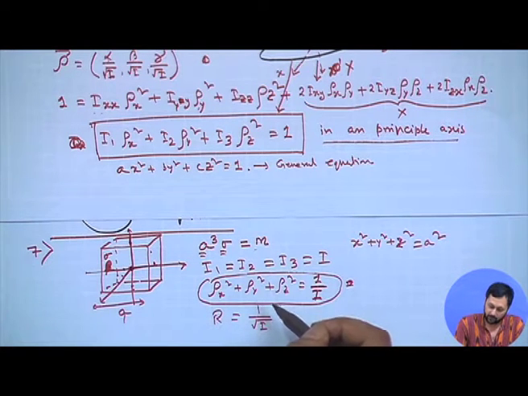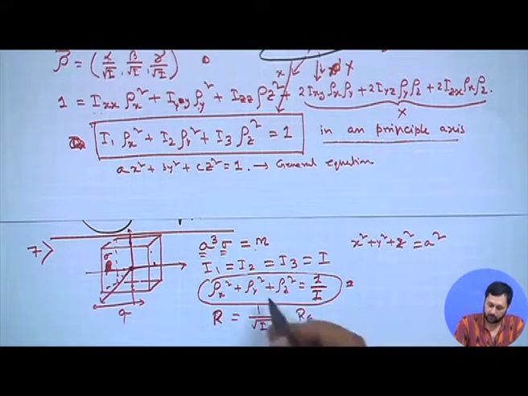Just calculate the value of I, put it in here, then you will find r equal to this. Also, I request you to calculate the radius of gyration for these I values. So, I will be equal for all three directions. Just calculate the radius of the inertial ellipsoid and calculate the radius of gyration and try to see if there is any relation between these two.